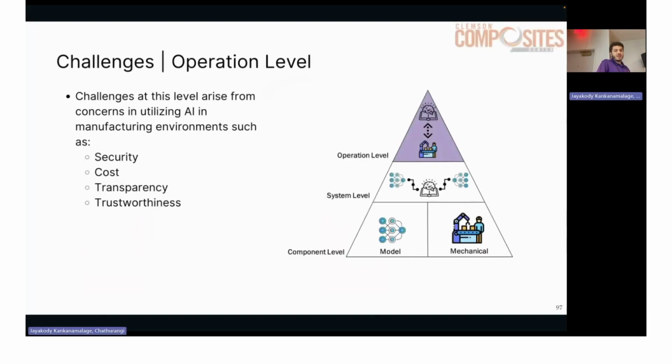And then finally, there is the operation level. This is where we start talking about theoretical hesitation about using AI within actual manufacturing. And just to dumb it down a bit, we've been able to figure out 4 specific categories that describe manufacturers' hesitation to include these new technologies in their facilities.